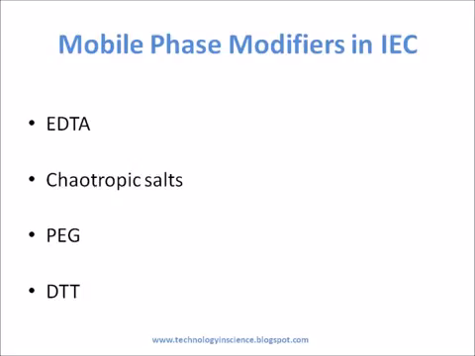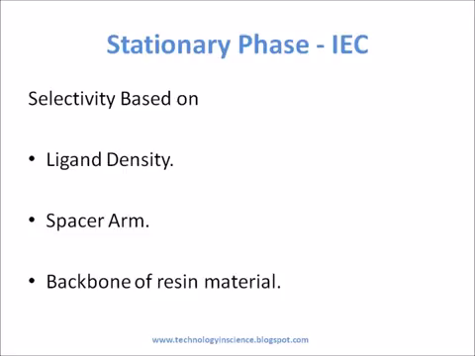Mobile phase modifiers. EDTA used for chelation. Chaotropic salts, urea for solubilization. PEG used for enhanced selectivity. DTT used to prevent oxidation.